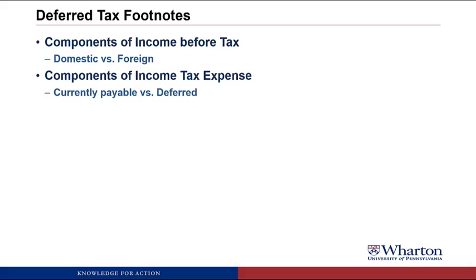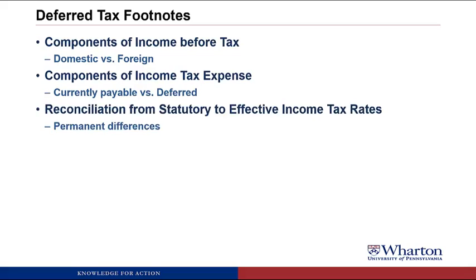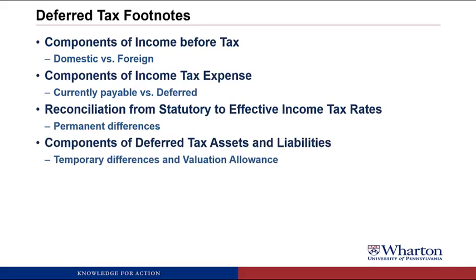So the total is the debit income tax expense. Then there's this disclosure for how much is the credit to income tax payable, that's the currently payable, and then we'll see the plug to deferred taxes. There's a reconciliation from the statutory rate to the effective income tax rate. This will show us all the permanent differences. And there's the components of deferred tax assets and liabilities, which will show us all the temporary differences.